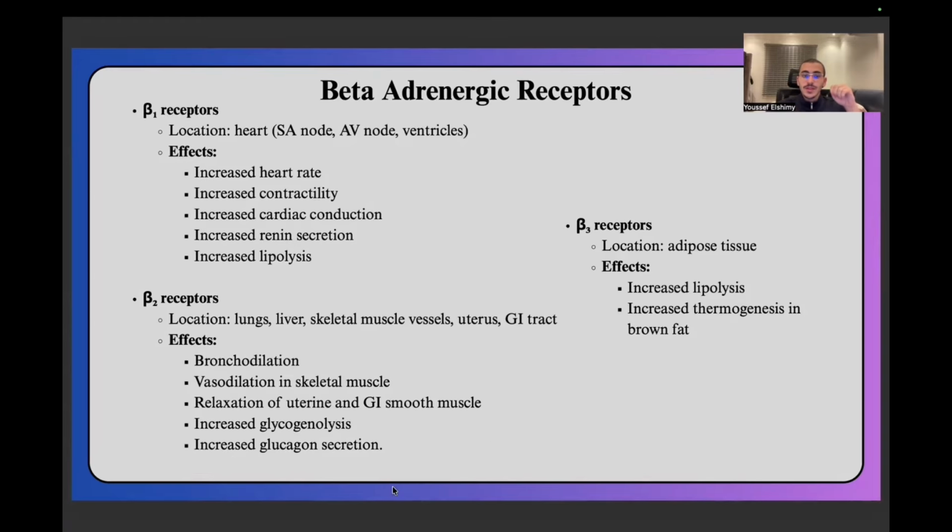So what would be the effects? It would be increased heart rate, contractility, cardiac conduction, renin secretion, as well as lipolysis. All of these are important whenever you have a fight or flight response.